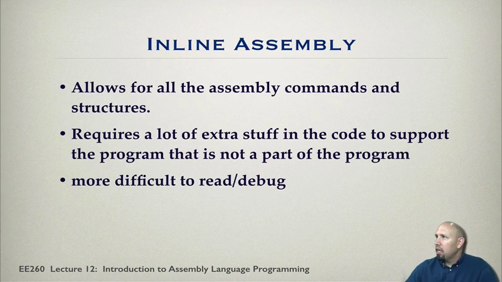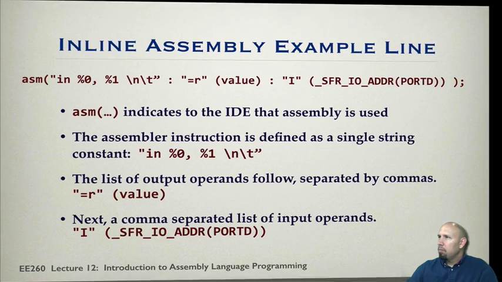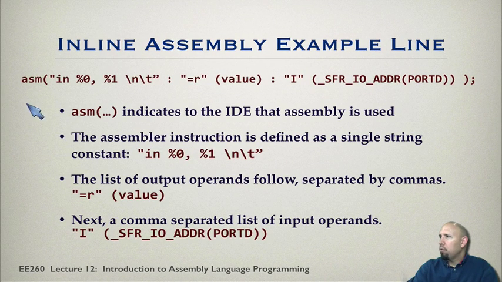The other option is the inline assembly, which basically allows for all the assembly commands and structures, but it requires a lot of extra stuff in the code to support the program. It's not a part of the program, and as a result, it's more difficult to read and debug. It's not elegant, but it is usable. So here's an example of a command for assembly using inline assembly. ASM indicates that we're going to use assembly code, and then we have a number of things separated by colons.